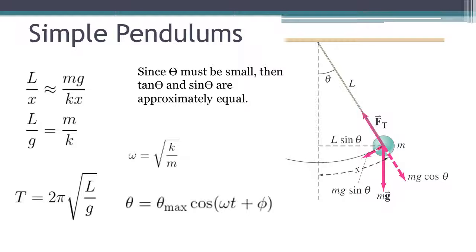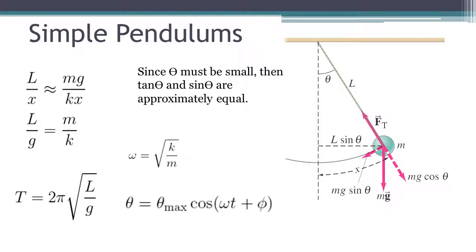From there, we know that omega is equal to the square root of k over m, and the period is equal to 2 pi over omega. So in other words, the period is equal to 2 pi times the square root of m over k. Well, we can substitute in L over g, and we get that the period of a pendulum in simple harmonic motion is equal to 2 pi times the square root of L over g.